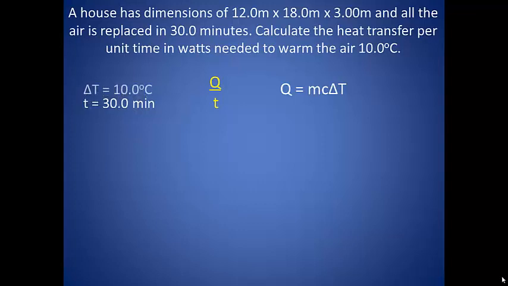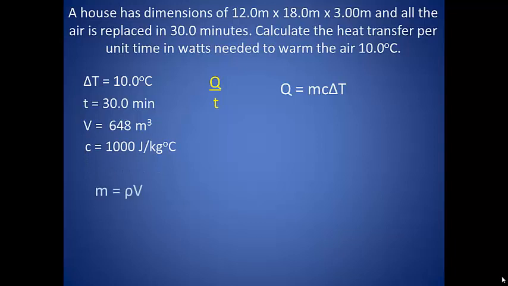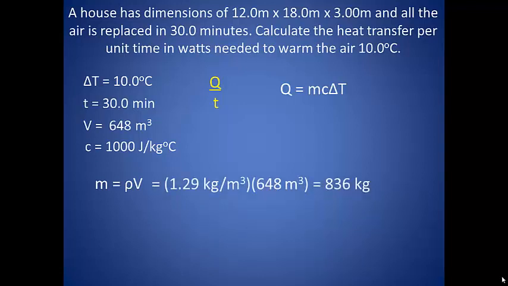Well, the temperature we were given. Mass we can probably find in a roundabout way since we were given the dimensions of the building and can determine its volume. And air-specific heat is a value we can look up. So mass we can find since we know the volume and look up the density of the air. So we find 836 kilograms of air in our building.